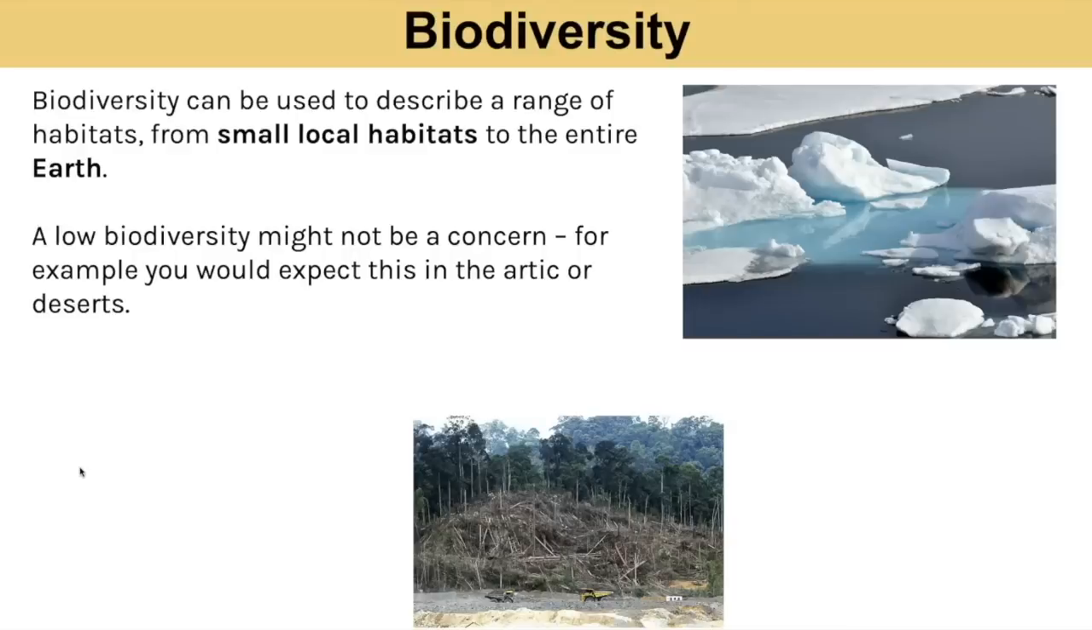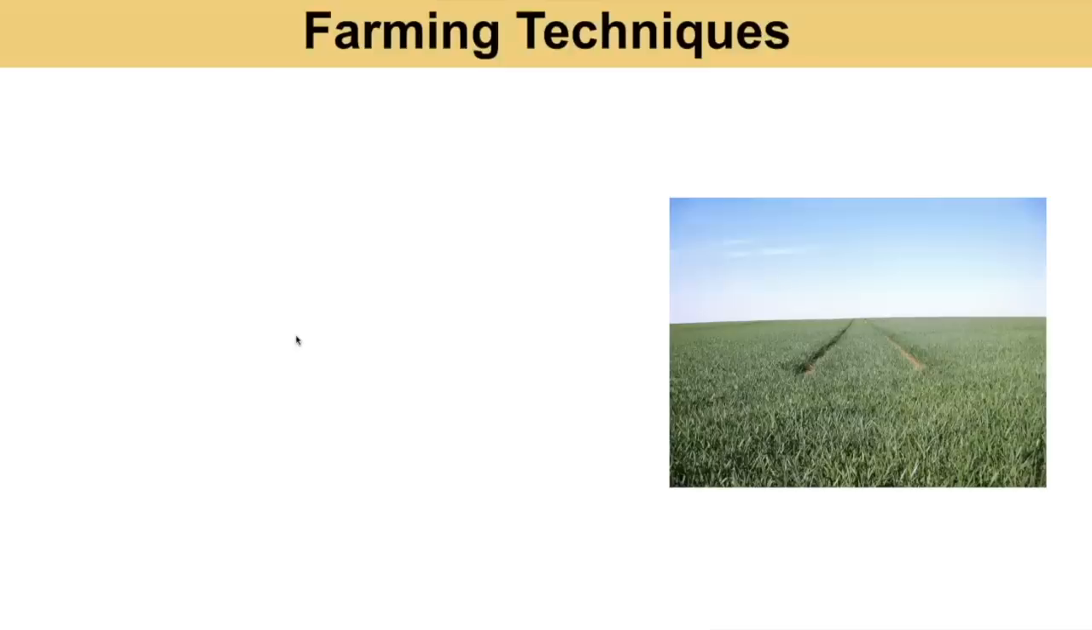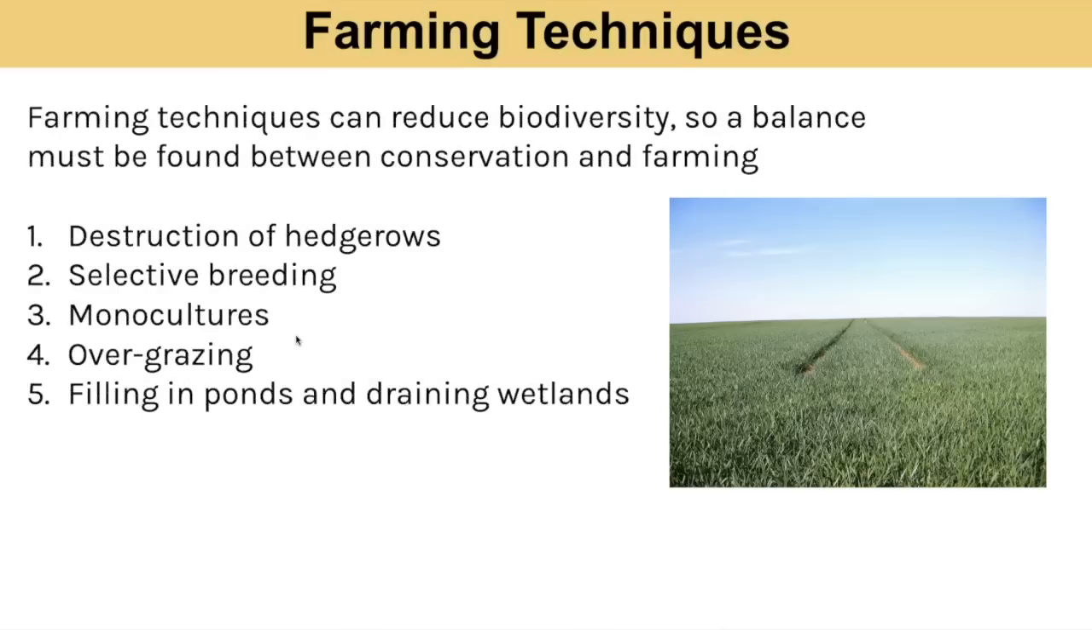Biodiversity can be used to describe a range of habitats. You could be looking at the biodiversity of a very small local habitat like a forest, or it could be talking about the entire Earth. Having a low biodiversity isn't actually a cause for concern. For example, in the Arctic or deserts, you would expect that to be low. But if you have a decrease in biodiversity, that is a cause for concern, because that could be caused by human activity causing destruction. And farming techniques is an example of that.